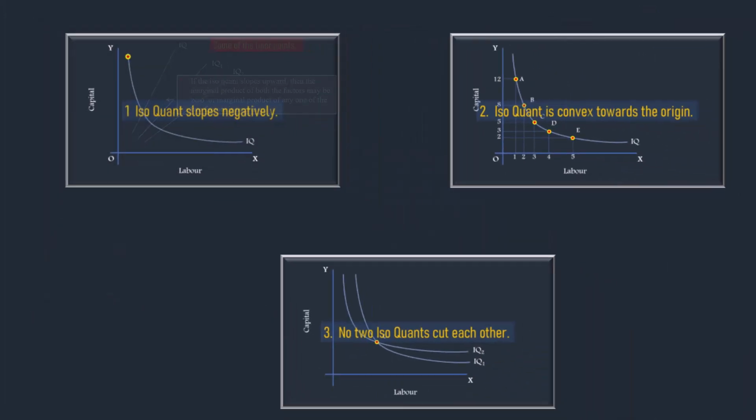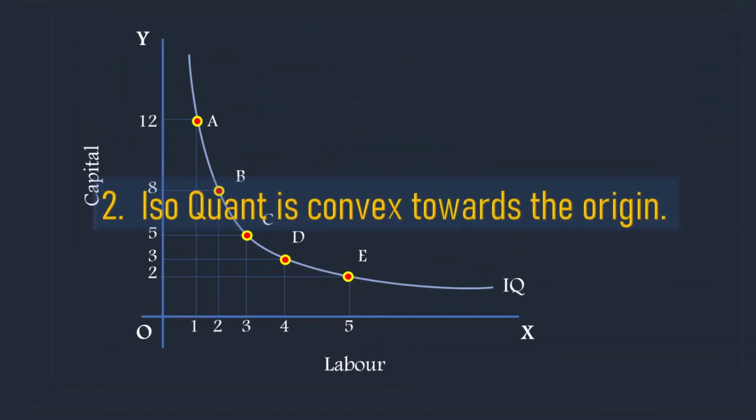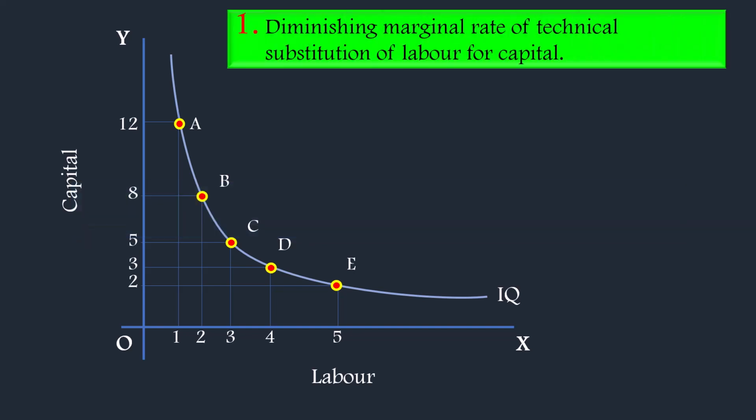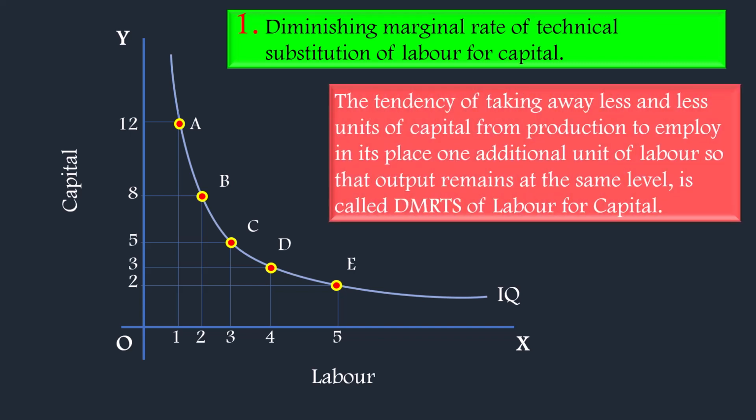2. Isoquant is convex towards the origin. There are two reasons behind the convexity of the isoquant curve. 1. Diminishing marginal rate of technical substitution of labor for capital. The tendency of taking away less and less units of capital from production to employ in its place one additional unit of labor so that output remains at the same level is called diminishing marginal rate of technical substitution of labor for capital.